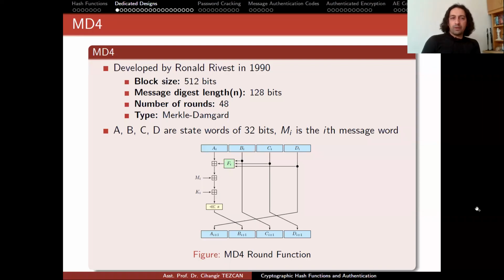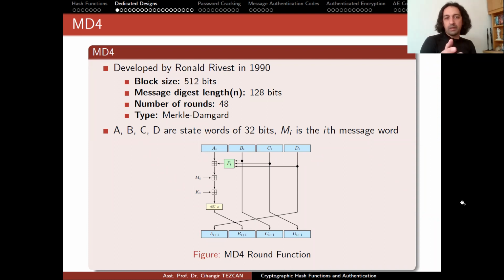All right. So far we talk about cryptographic properties of hash functions and how they can be constructed. We mentioned Merkle-Damgard construction and sponge function constructions. Now it's the time to see dedicated designs, see which hash functions were used in their history and which ones are broken and which ones are secure. So it's a good idea to start with MD4.